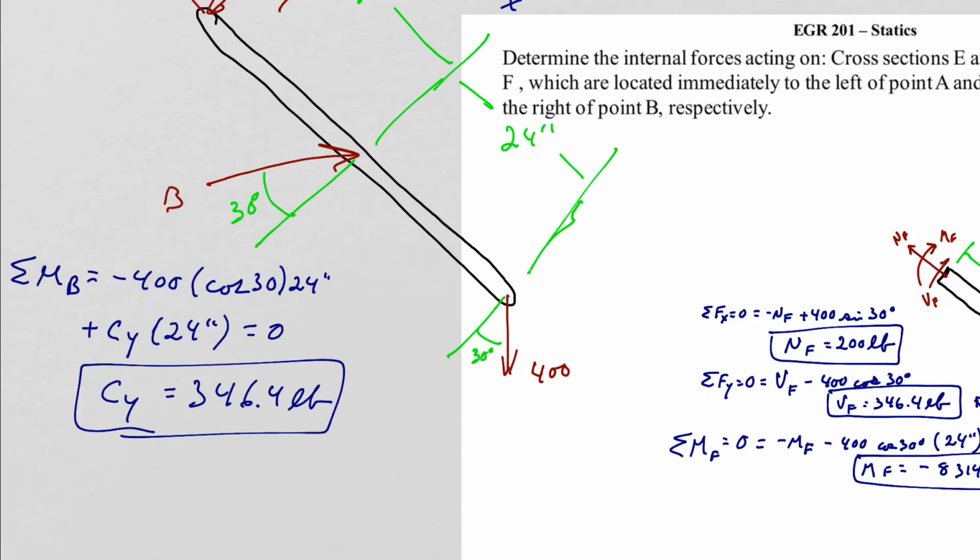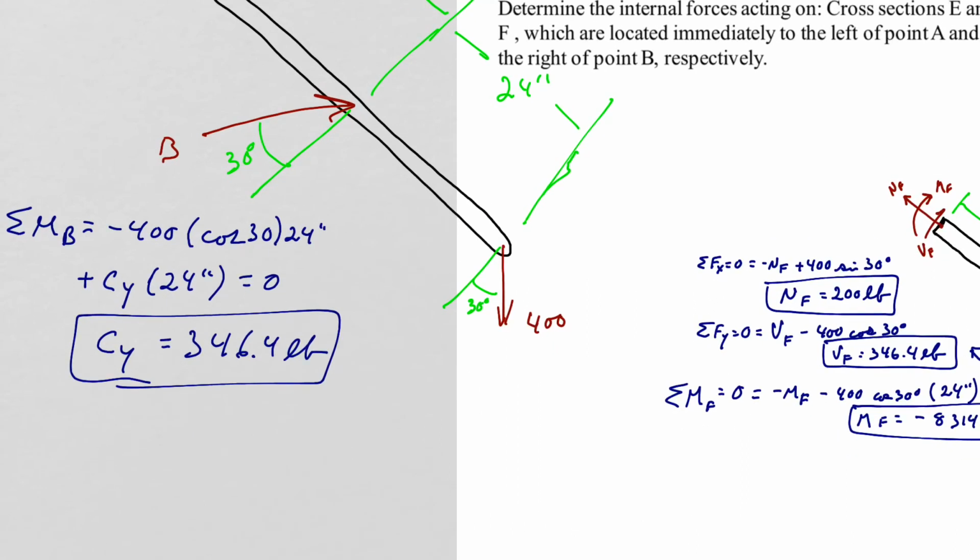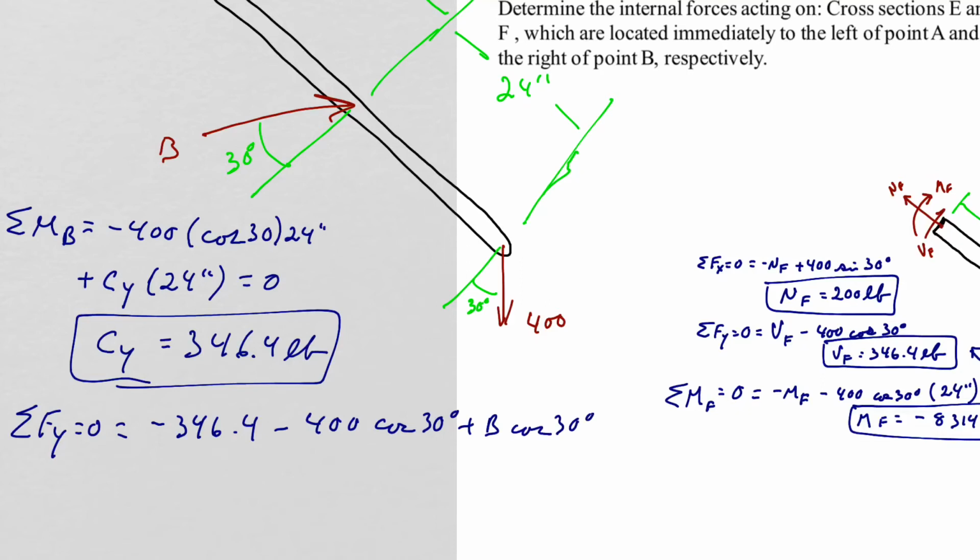So now if I sum forces in the y direction, I will have, of course, my minus CY, which is a minus 346.4 pounds, minus 400 cosine 30, and plus B cosine 30. We can solve for B, and B will equal 800 pounds.